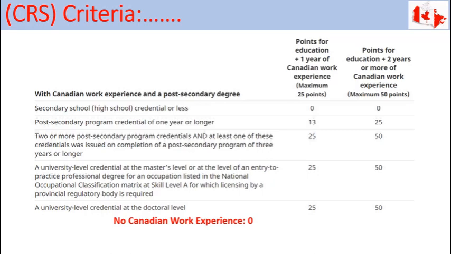The other one is with Canadian work experience. Similarly, you can get 50 for 2 or more years of Canadian work experience, and if you have a doctorate, it will be 50 points here. Canadian work experience we have not submitted in the previous section, so it will be taken as 0.